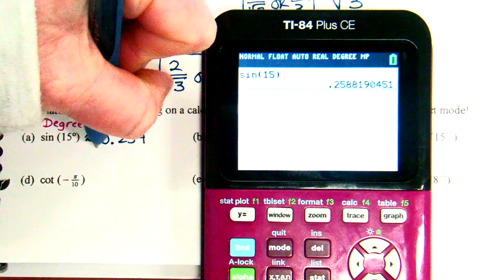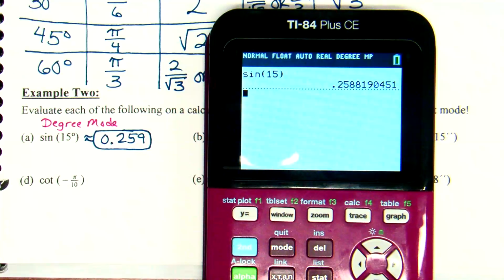If you're using a scientific calculator, there's ways you can use a scientific calculator to do this too. Okay? And all calculators that can do this are going to change modes. Did everyone get it figured out now? Okay, so we're ready to try the next problem?